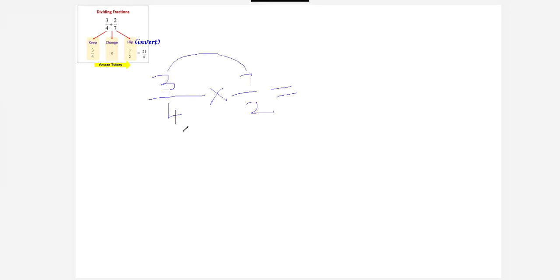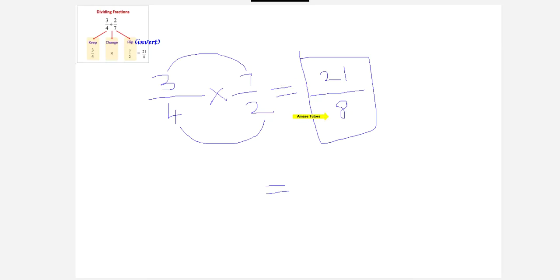What we have to do? Numerators get multiplied, denominators get multiplied. 3 7s are 21, 2 4s are 8. Now we cannot simplify this, there is no common factor, but it's an improper fraction. You can convert that to a mixed number. I hope you know that, or I'm going to show you in a separate video, maybe in the next video, how to convert improper to mixed number and vice versa. As of now, 21/8, we will do the division.